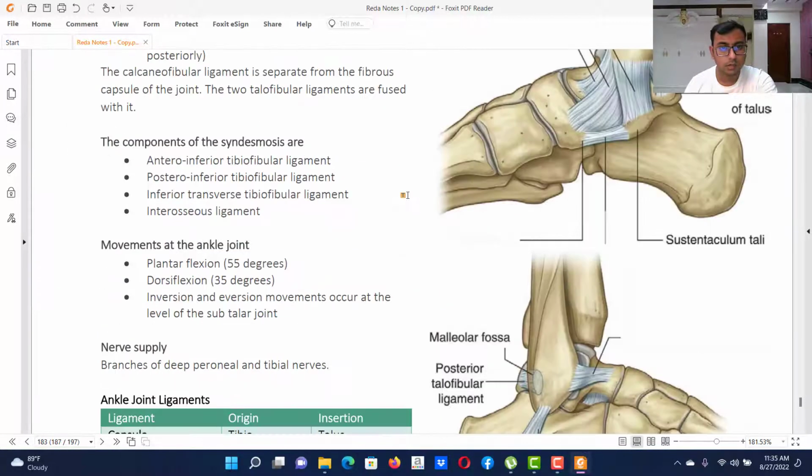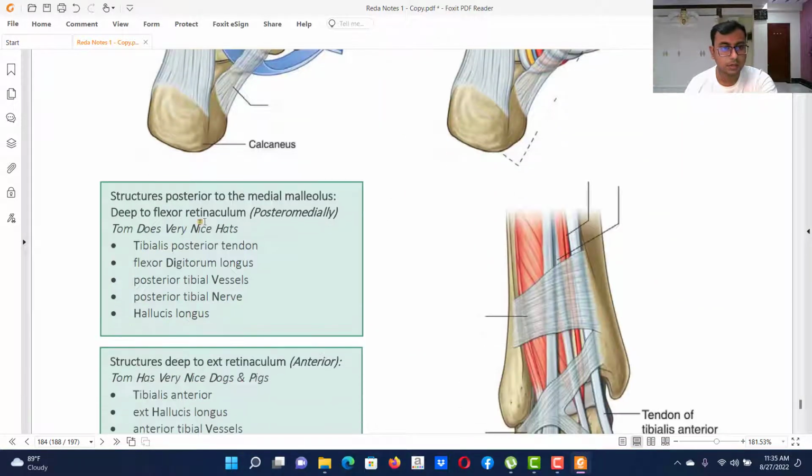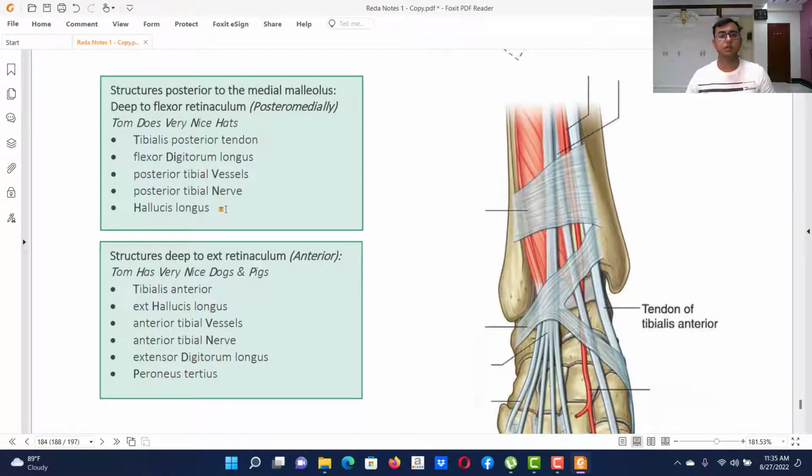No need for that. The ankle joint is not important. Here is the very important last topic: the structures posterior to the medial malleolus, deep to the flexor retinaculum, and the structures deep to the extensor retinaculum. What are the structures anteriorly?